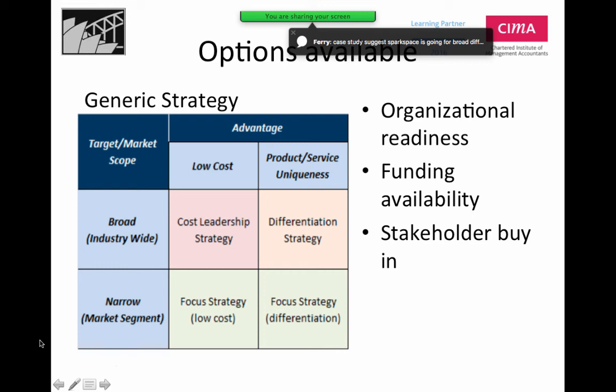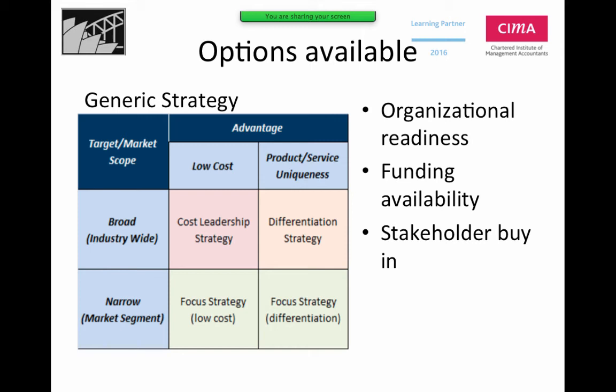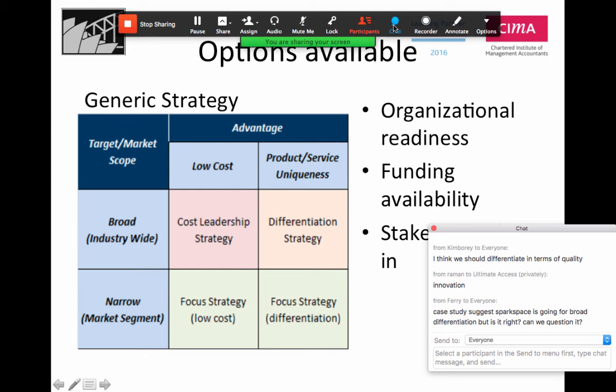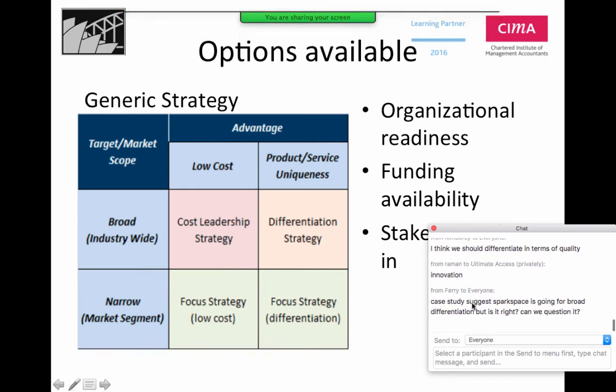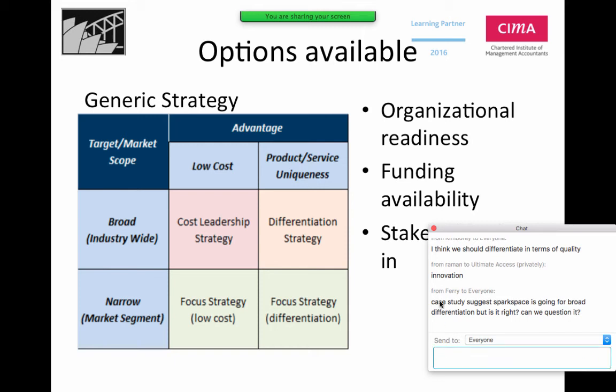Let us go into the next one. Yes, so there is a comment there. Let me take that comment. The case study suggests SparkSpace is going for broad differentiation, but is it right? Can we question it? Yeah, it depends, right?